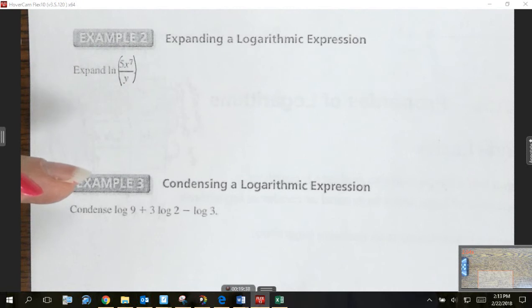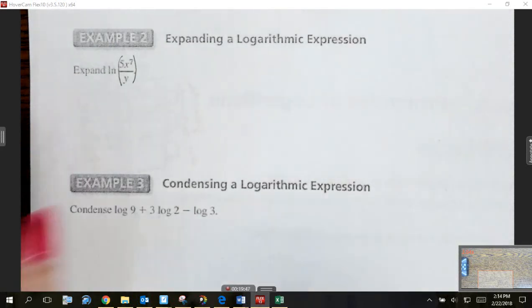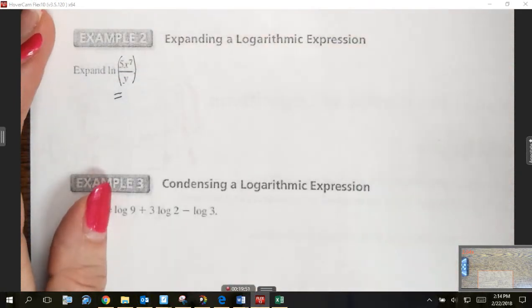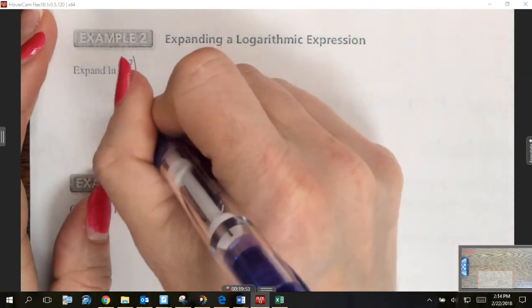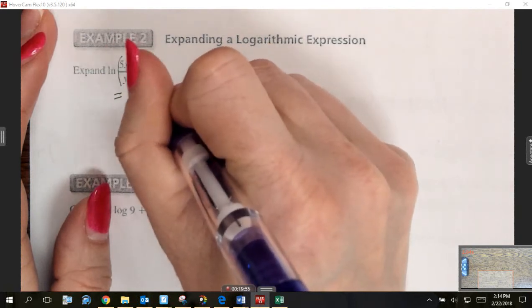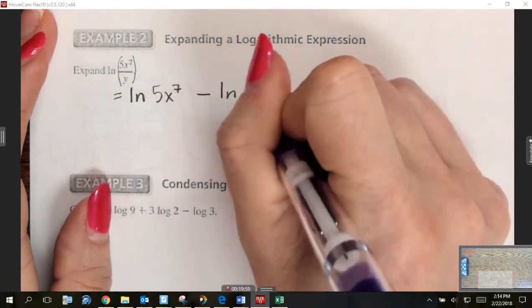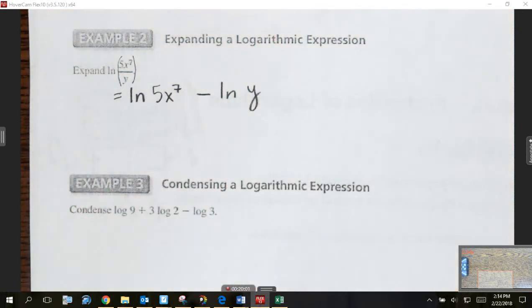So what's the last thing I did? I would divide by y. So I'm going to pull that apart first. I'm going to expand it, and since it's division, we rewrite it as subtraction with separate ln's. So we have ln of 5x to the 7th minus ln y. That's the first step.